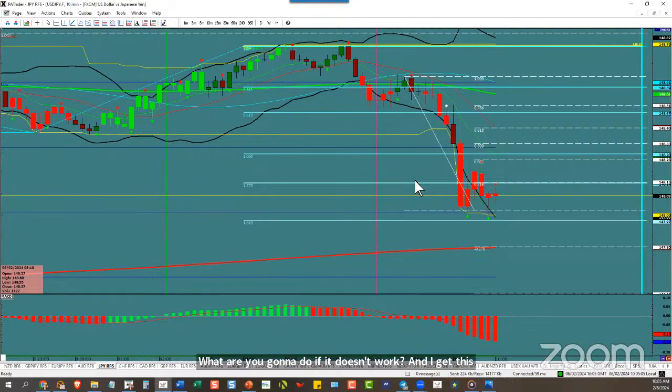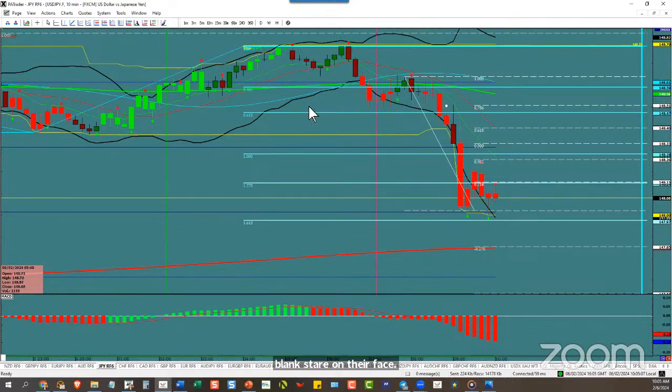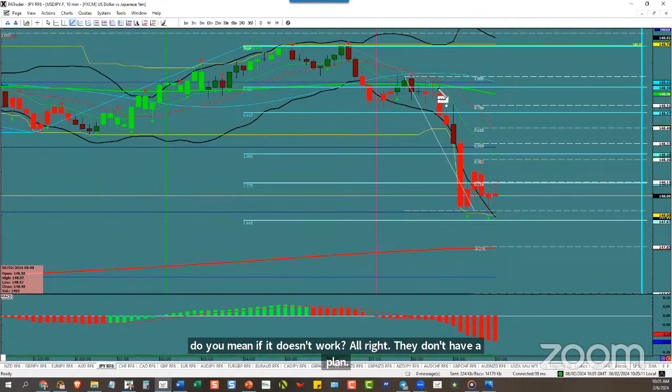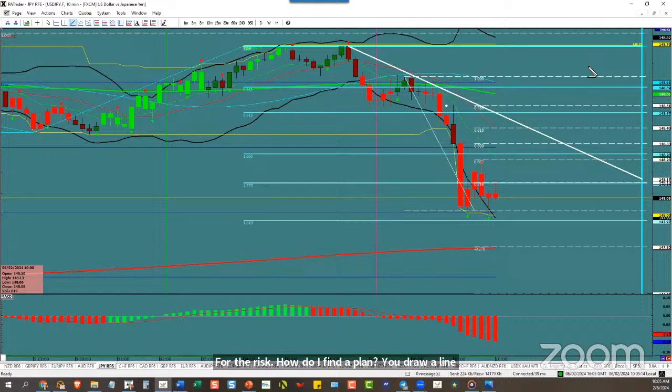They don't have a plan for the risk. How do I find a plan? You draw a line across these tops right here. And if you break that line to the upside, I'm out of here. I'll give you that much breathing room to make the turn to the downside if you don't find it. But if you break that by 1 pip, I'm out of here. That's the bailout zone.